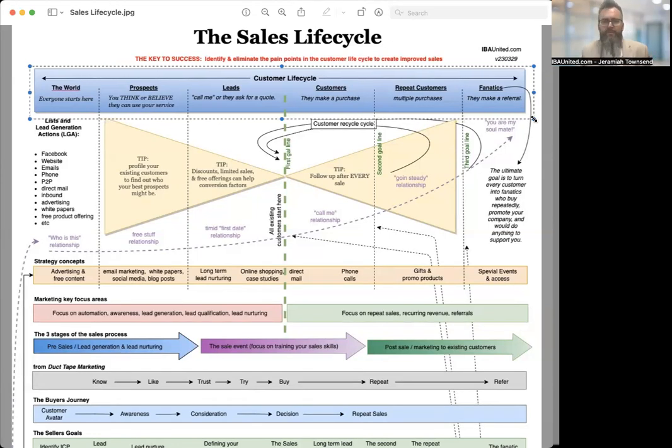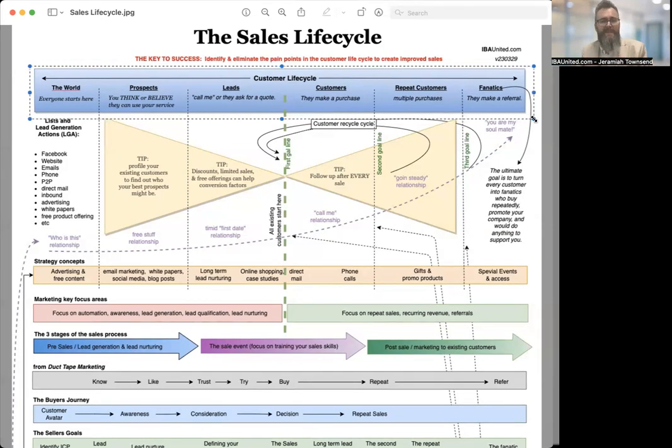Now, to take them through this process, not everybody is your customer. Not even everybody is your prospect. The world is absolutely everybody. Your prospects are people you just think or believe can use your product or service. You might even have a little bit of data to support that, but really, they're not your clients yet. You have no confirmation.